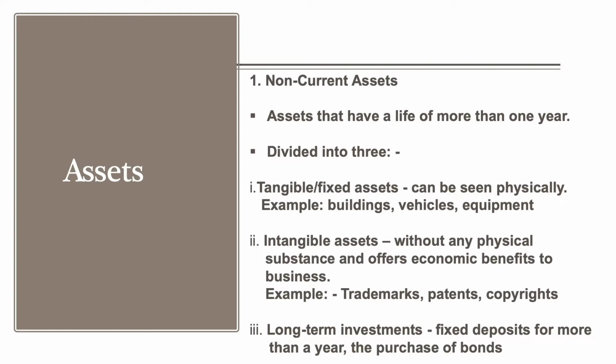I think we have a few other examples, perhaps you can give me later on. The second part is intangible asset. These are assets without any physical substance that offer economic benefit to the business. Ini merupakan aset yang akan memberikan faedah ekonomi pada masa depan kepada perniagaan. Examples: trademark, patents, copyrights. And the last part is other assets such as long-term investment, pelaburan jangka panjang. Examples: fixed deposit for more than a year and purchase of bond.